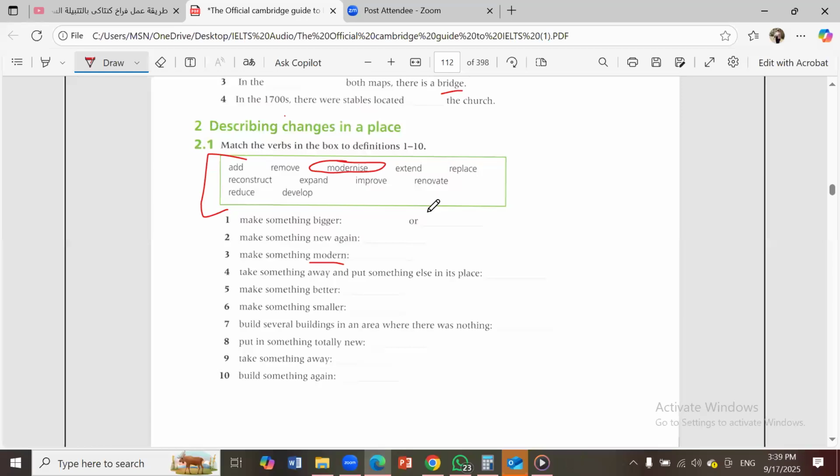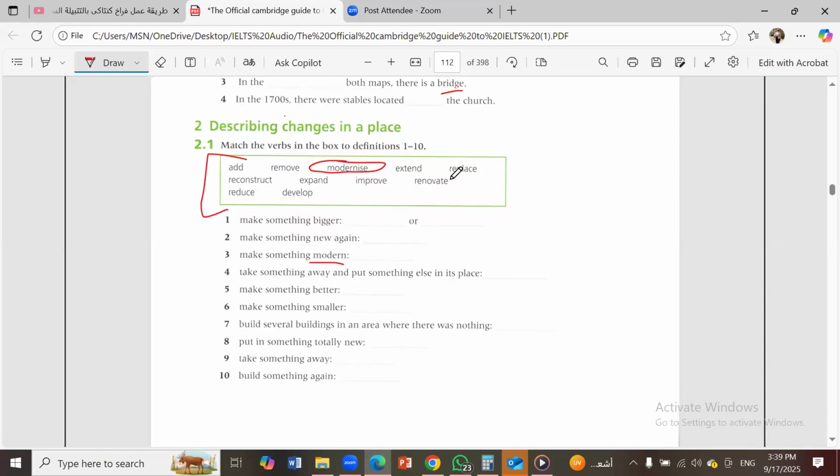Take something away and put something else in its place. Replace. Yes, replace, great. Make something better. Improve. Or develop. Develop, or improve. I think both work. Yes. Make something smaller. Reduce. Yeah, reduce. Right.